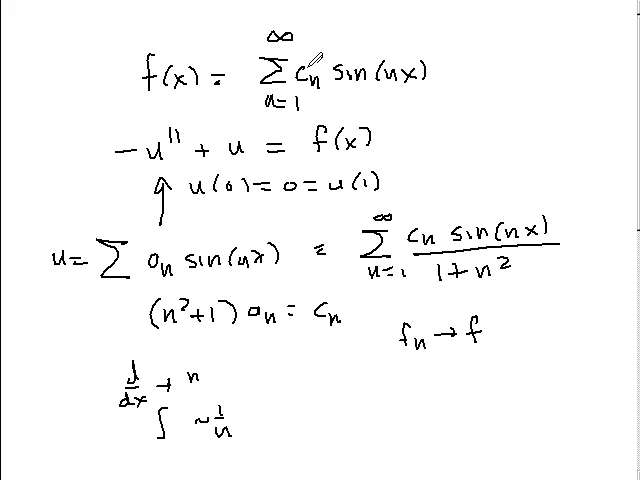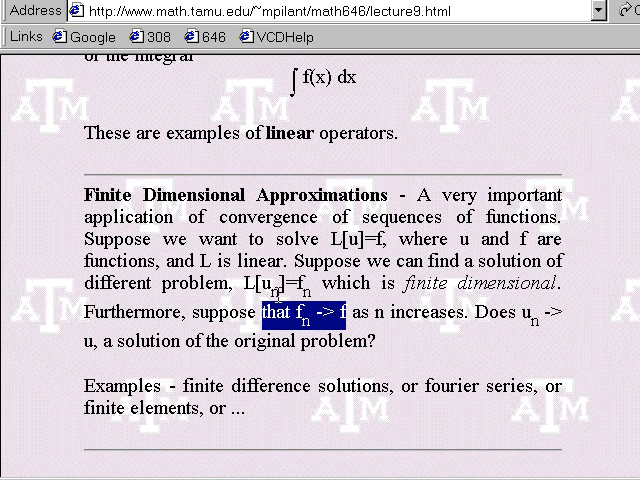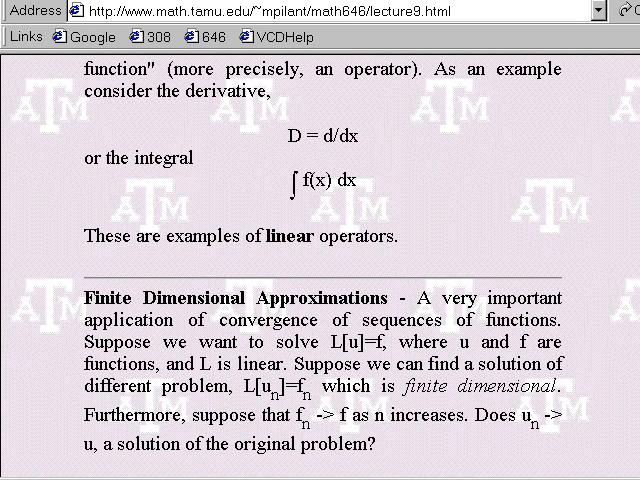Okay, so this is an example, and of course, if f_n goes to f, what does that mean? That means you're picking up more and more of these Fourier series coefficients. As this goes to f, of course, u_n will go to u. It will go to a solution which in fact is the solution of the problem in the limit. So this is an example. It's not finite differences or finite elements or any other, but it's an example of approximation by a sequence of functions.